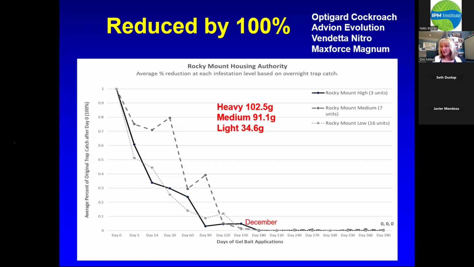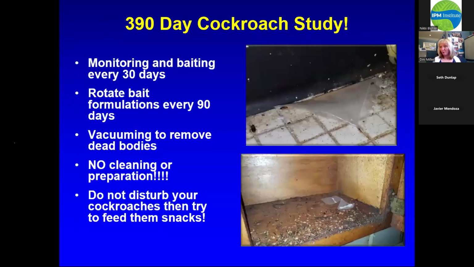And over time, over this year and 1 month study, the heavy units received a total of 102.5 grams of bait, the mediums, 91 grams of bait, the light, about 35 grams of bait. So this is more bait than they'd ever received ever before, but it worked. And we were monitoring and baiting every 30 days. We rotated the bait formulations every 90 days and vacuumed to remove the dead bodies. Look at all those dead bodies in that cabinet.